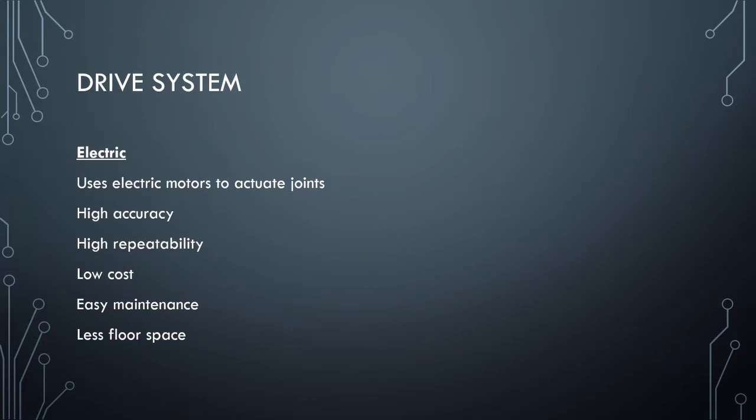The first drive system that we'll discuss is the electric drive system or the electronic drive system. Its name gives a clue as to how it's powered. The system is using electric motors to actuate the joints of the robot. That just means that whenever it is moving the robot, electric motors are powering that.